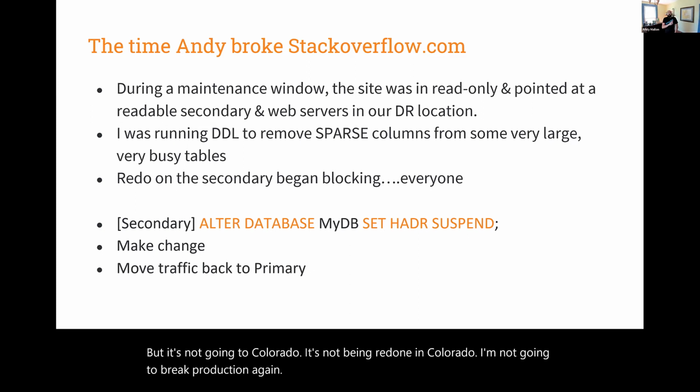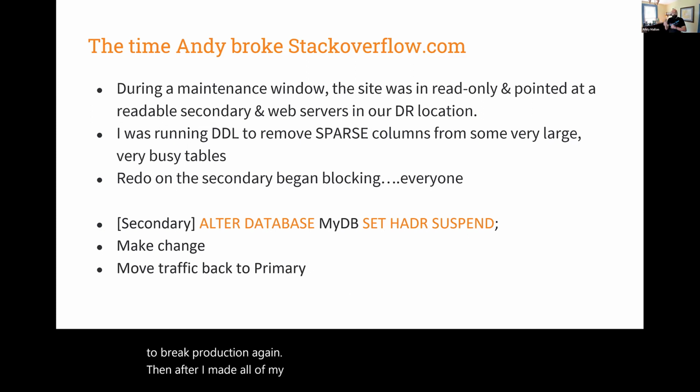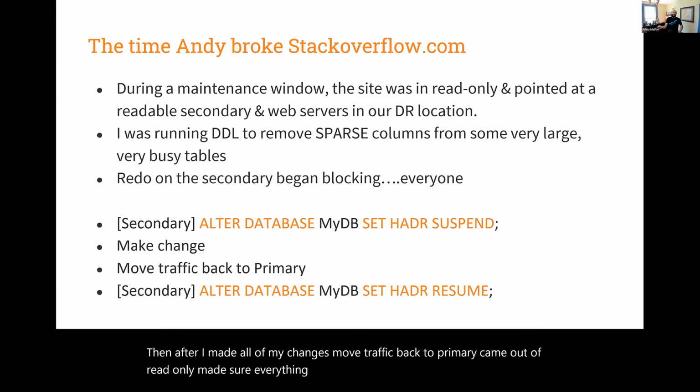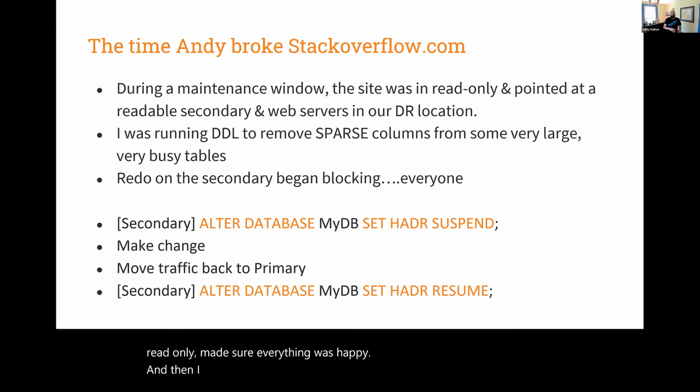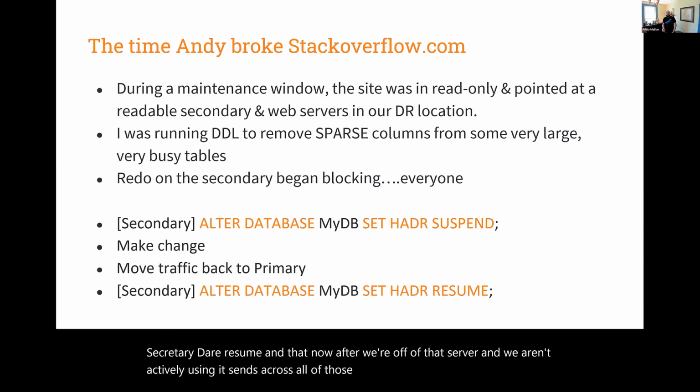Then after I made all of my changes, moved traffic back to primary, came out of read-only, made sure everything was happy, I resume HADR, set HADR resume. And now after we're off of that server and we aren't actively using it, it sends across all of those disruptive changes. And again, this is something that really works because of the way we've built our architecture, where we can use DR for real anytime we need it to serve read-only traffic.